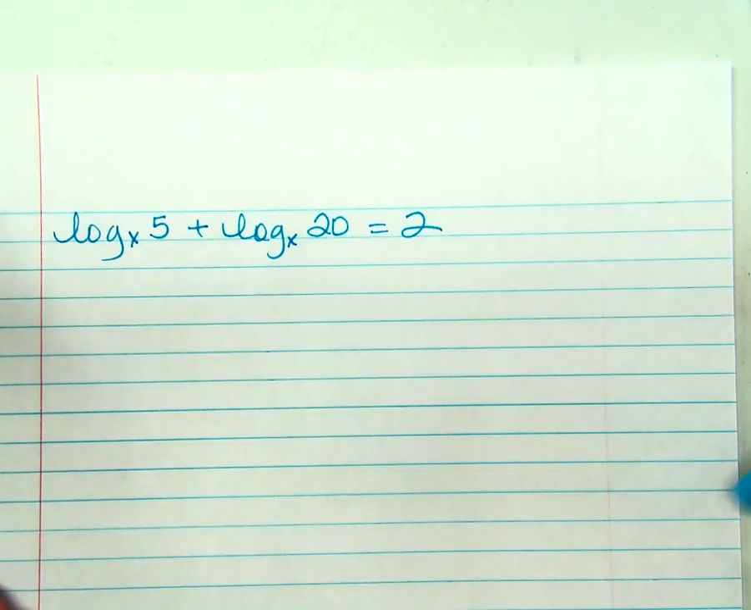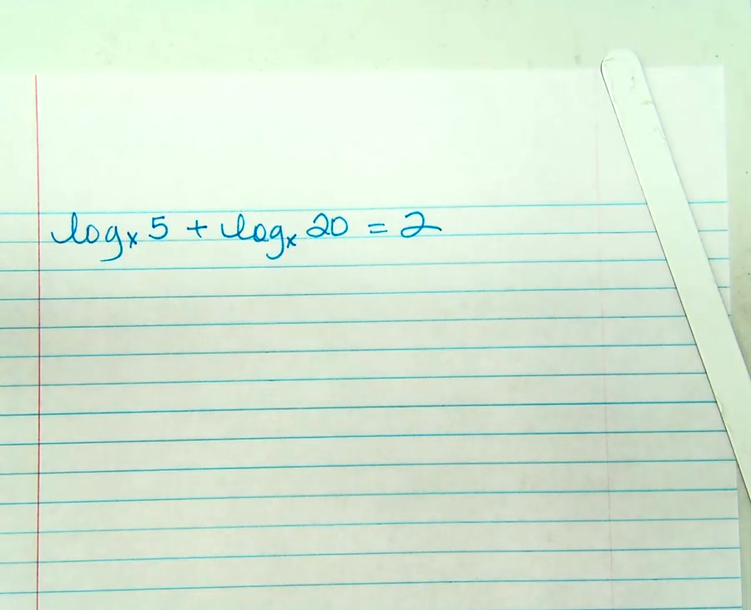So here's our first problem. Log base x of 5 plus log base x of 20 equals 2. So, what do you think I want to do? What would you want to do? You want to combine them?